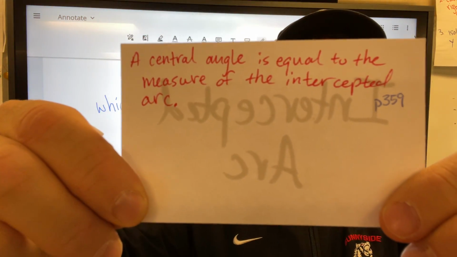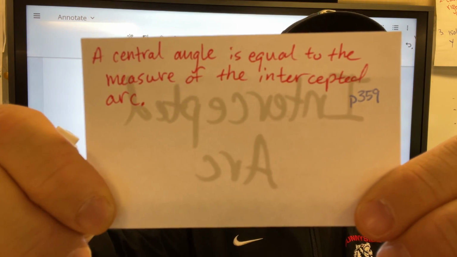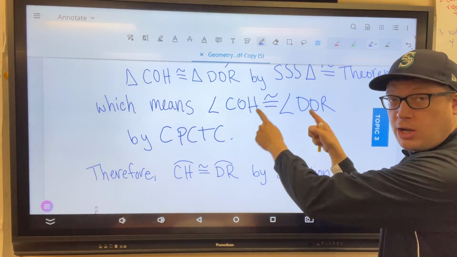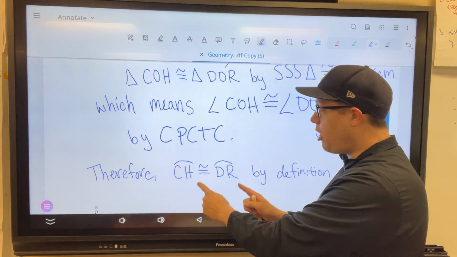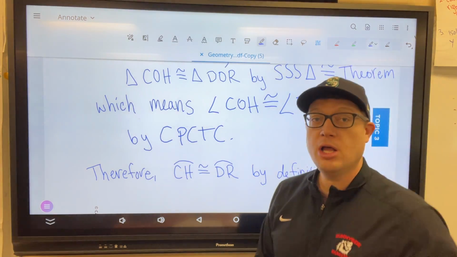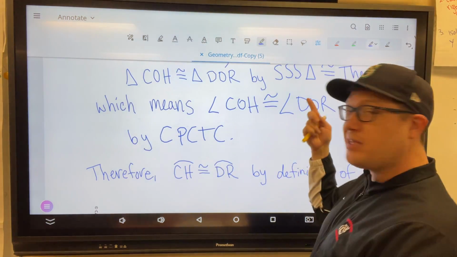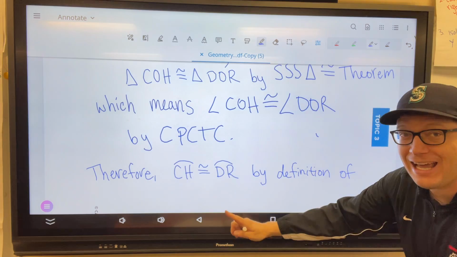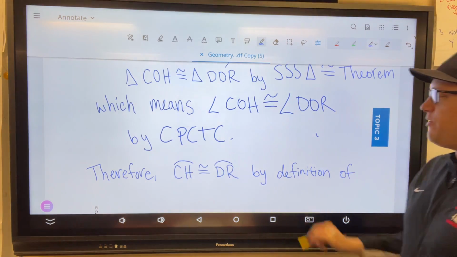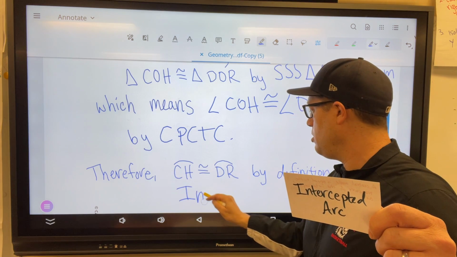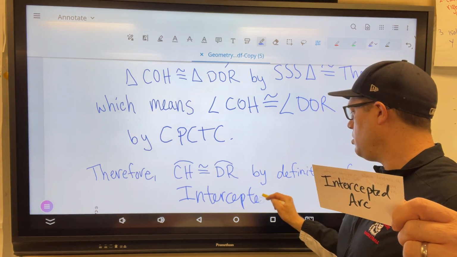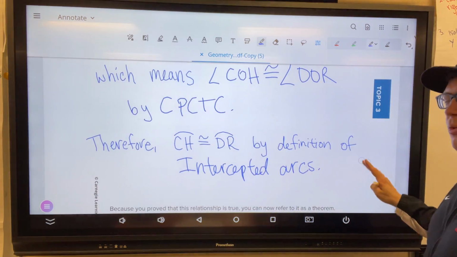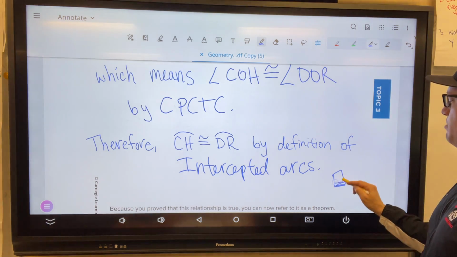It says that a central angle is equal to the measure of the intercepted arc. So if these central angles create these intercepted arcs, by definition the arcs have to be equal to each other because the angles are equal, or congruent, to each other. Therefore, arc CH is congruent to arc DR by definition, and probably also substitution, but we can let that one go. It doesn't necessarily rigidly need to be said.